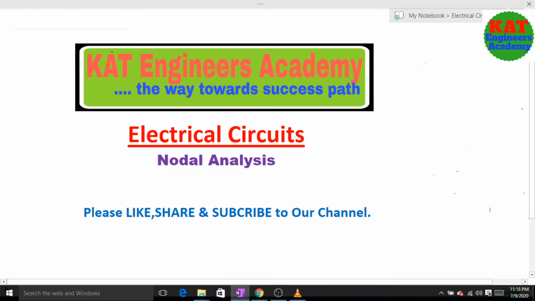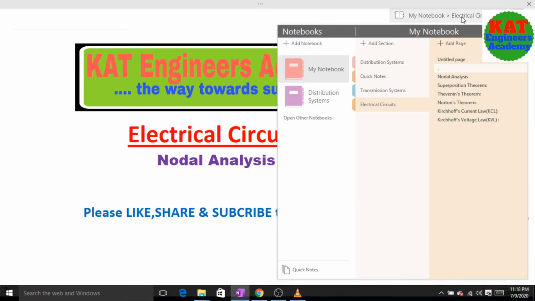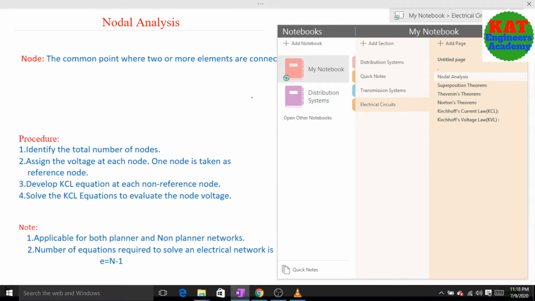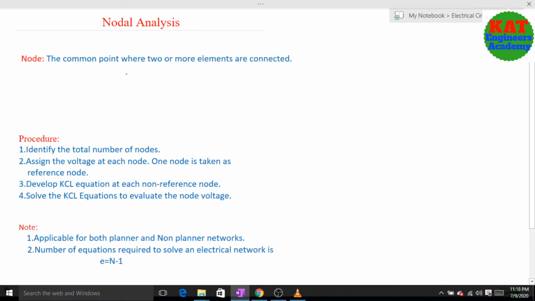Today we will discuss nodal analysis. See friends, what is meant by nodal analysis? This nodal analysis is based on KCL. We already discussed what is meant by KCL, Kirchhoff's current law. So based on Kirchhoff's current law, the nodal analysis will be done.